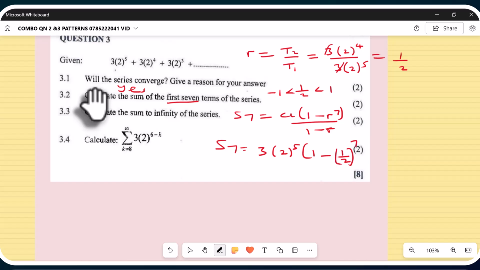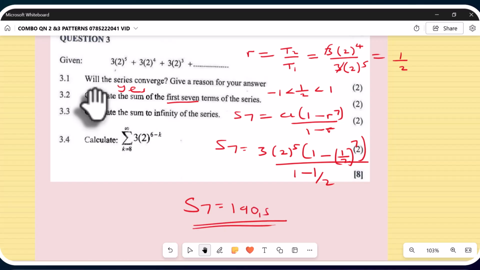Here, for the first terms, I'm just going to put there are 7 terms there. I'm going to put the summation just for the Tn, and then plus this one here, which I want now, the summation from k equals 8 until infinity of 3 into 2 to the power of 6 minus k.